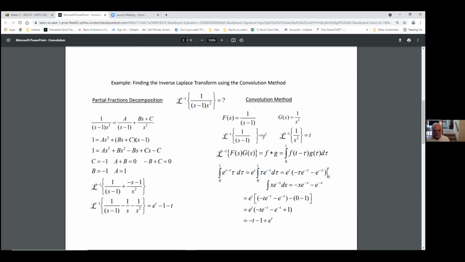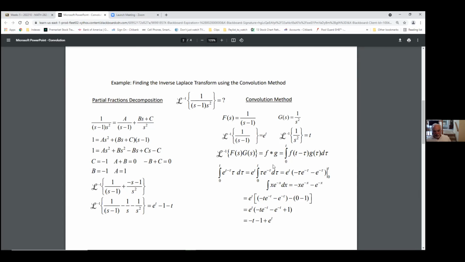And then I have to know that this turns out to be e to the t, and this turns out to be t. Then I do the convolution of those two, and you see I get the same result. So you can take a look at this. It's not required for this course.